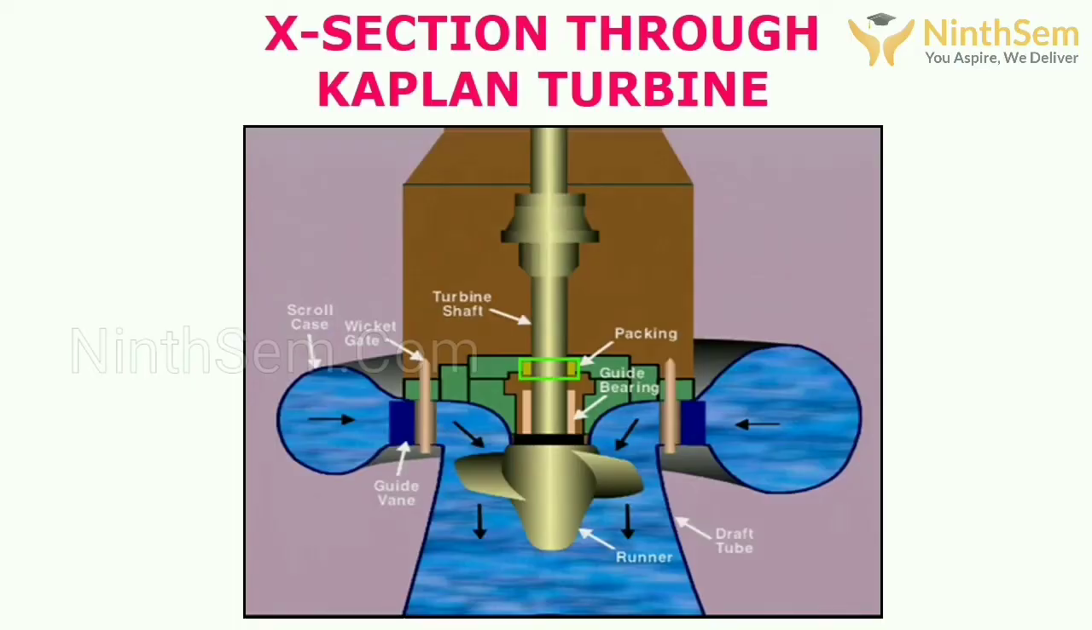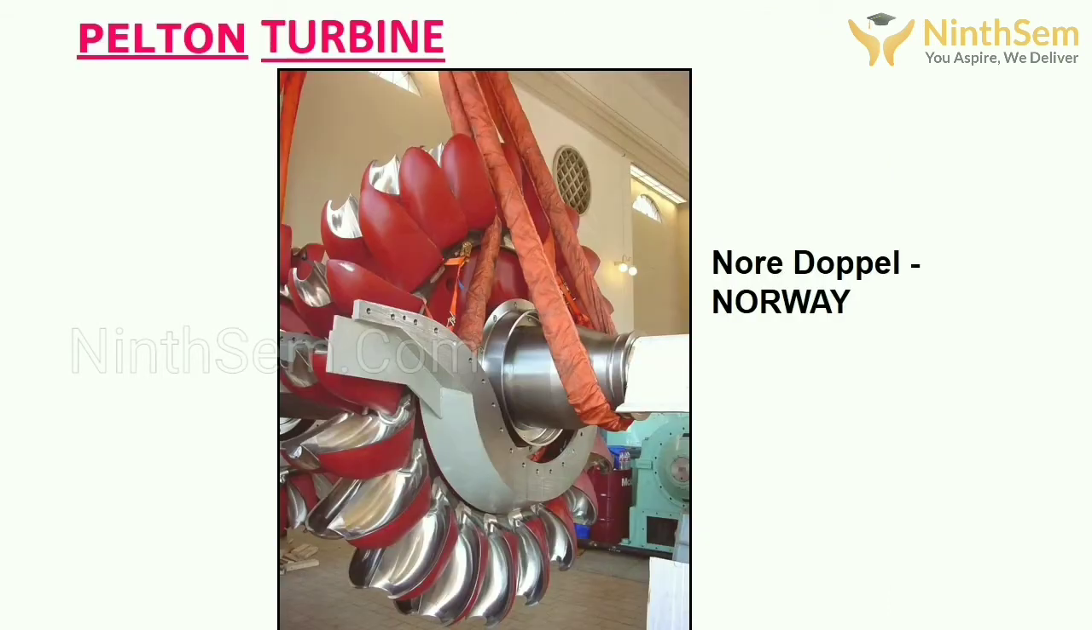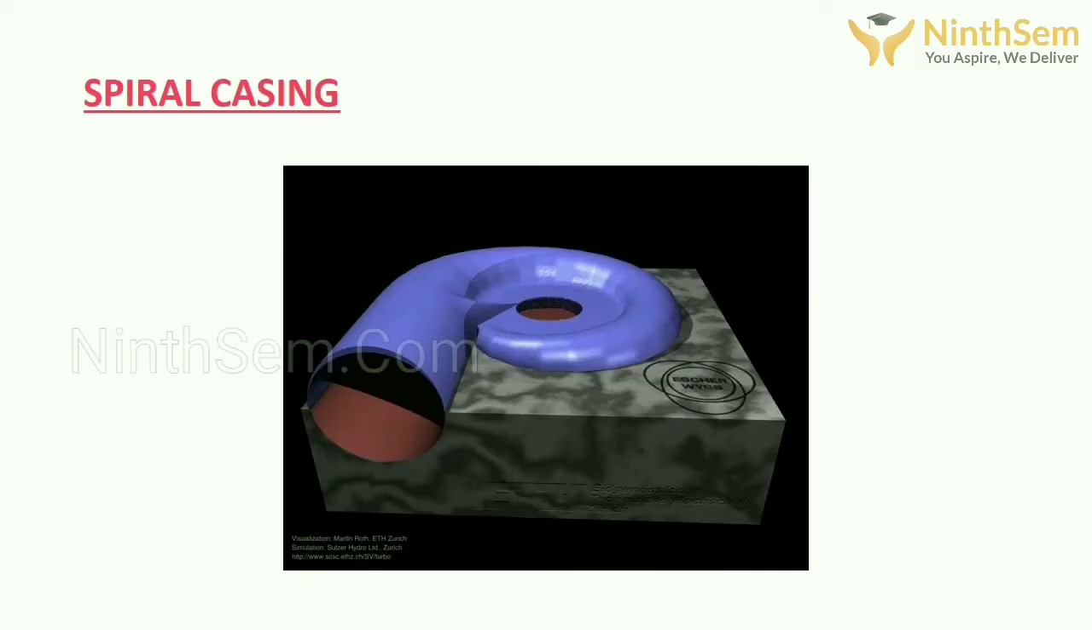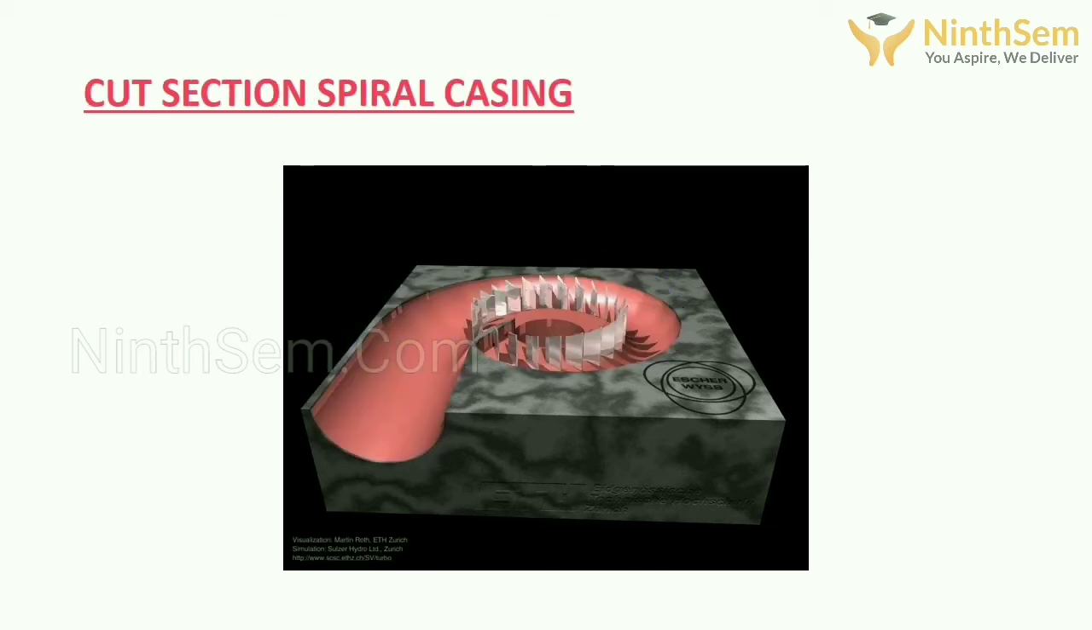This is the X section through the Kaplan turbine. Here we are looking at the Pelton turbine. We are looking at the spiral casing right now. This is the cut section of a spiral casing.